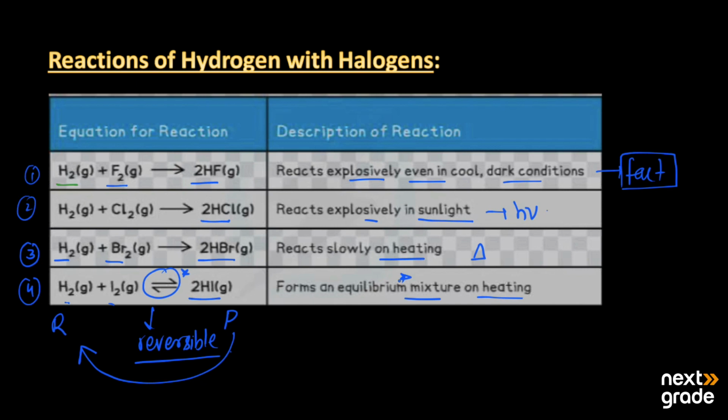When we talk about the reactivity of these halogens with hydrogen for the formation of hydrogen halides, that reactivity decreases down the group, and fluorine has the highest reactivity with hydrogen. On the other hand, iodine has the lowest reactivity with hydrogen for the formation of these acids. These acids are called haloacids. So this was all about today's lecture.